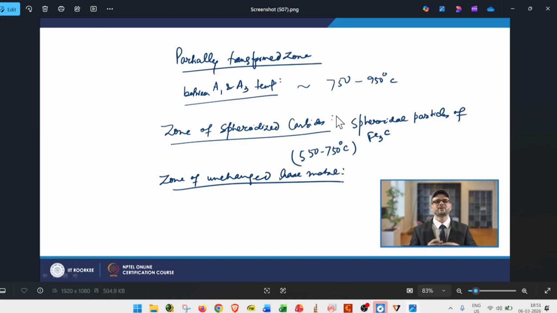The spherical particles of Fe3C will form. In parallel, generally we have seen a layer kind of formation: one is the ferrite, then the cementite. Those cementite particles will become spherical in this region.